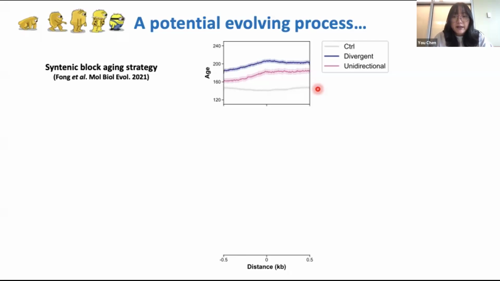Unidirectional elements are younger compared to their divergent counterparts. Since we have flipped the side with more reads to the right, you can also see that the side with higher transcription level tends to be older than the other side.